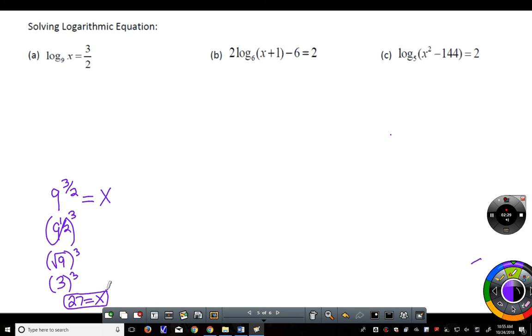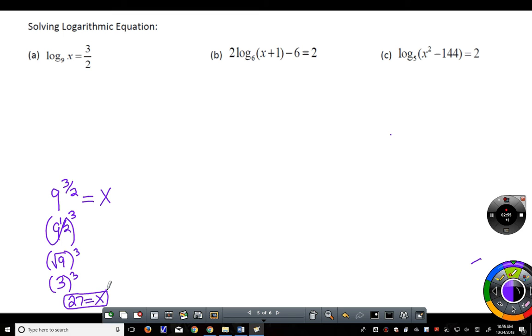And then before I decide to keep that as my final answer, I want to look back at my equation and just make sure that when I plug 27 back in, the equation doesn't have any logs of negatives or zeros. Does 27 work? Yeah. Okay, it says log base 9 of 27. 27 is a positive number. I can take the logarithm of it. That's okay. Right? Any questions about part A?